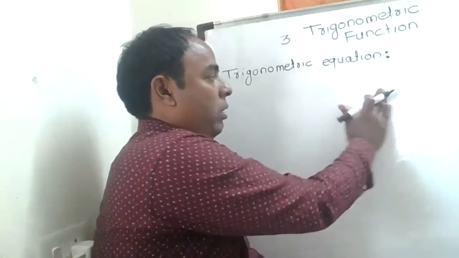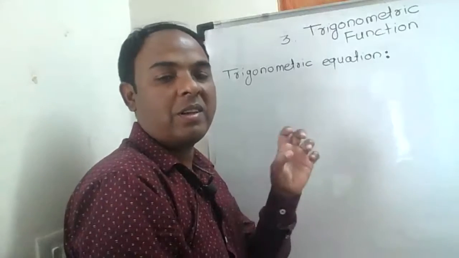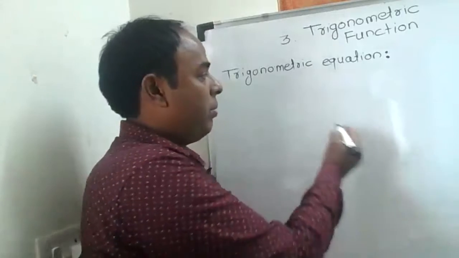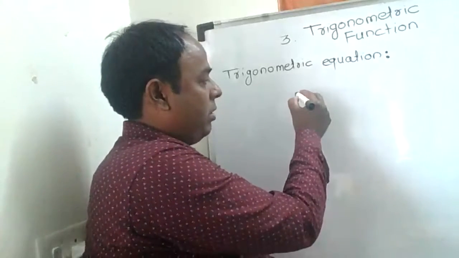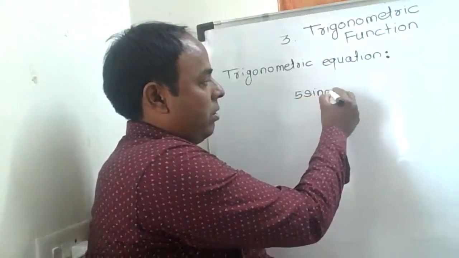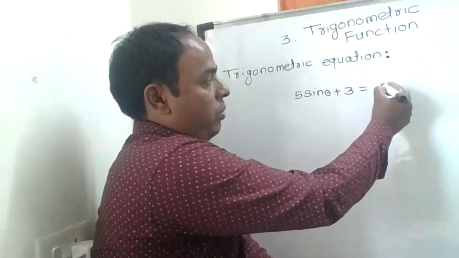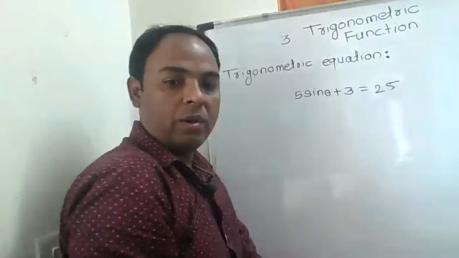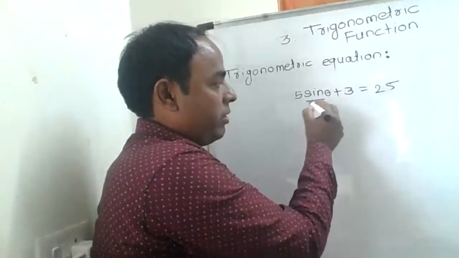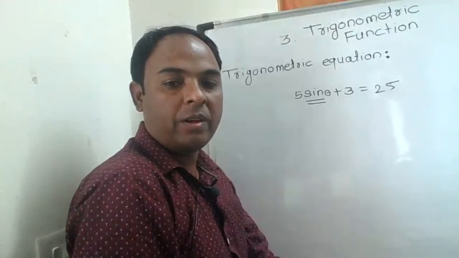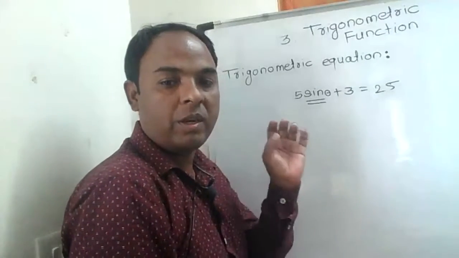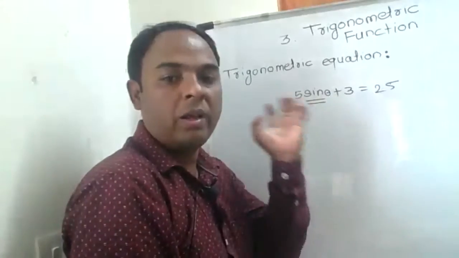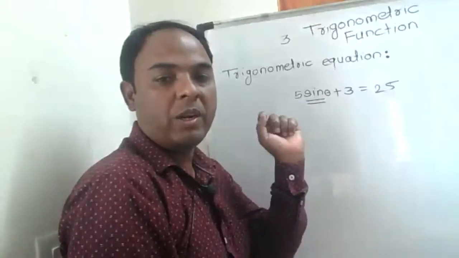So the equation in which trigonometric functions are involved is known as a trigonometric equation. Okay? Means what? Just like 5 sine theta plus 3 is equal to 16 or 25. In this equation, sine theta is there. So if trigonometric functions are involved, present in an equation, that equation we call a trigonometric equation.